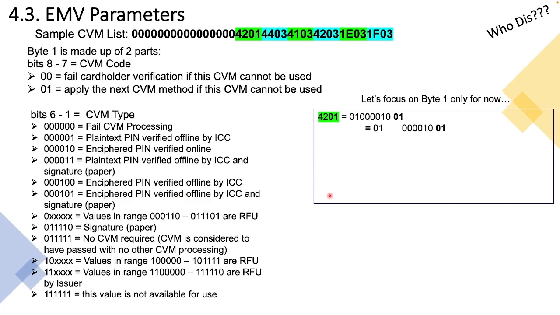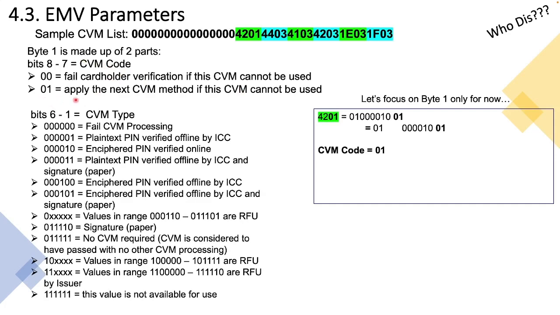So let's look at this again now. So we said that byte 1 was 0, 1, 0, 0, 0, 0, 1, 0, right? So let's split it up now. I'm just focusing on byte 1 for now. So we're splitting it up into 0, 1, right? Remember, bits 8 to 7. So bits 8 to 7 is 0, 1, and then the other 6 characters are 0, 0, 0, 0, 1, 0. That means that your CVM code equals 0, 1. Okay, so CVM code is 0, 1.